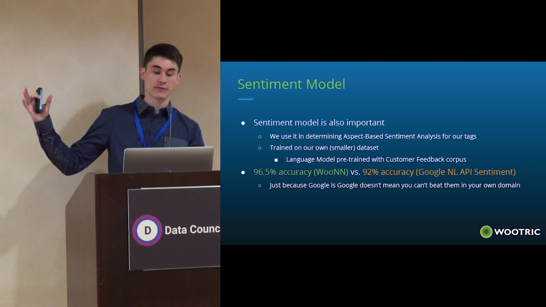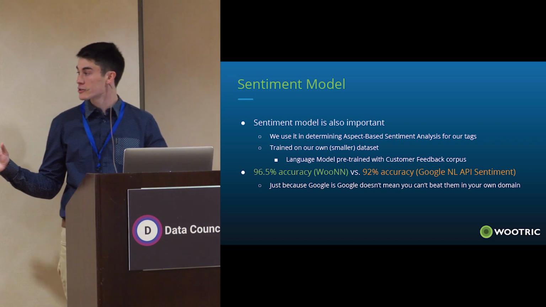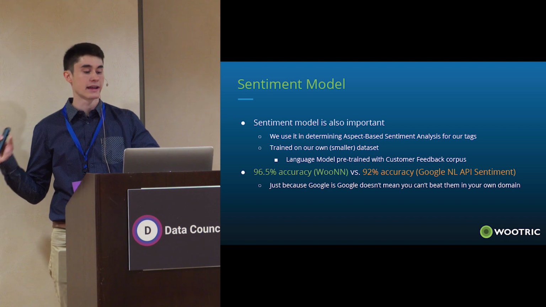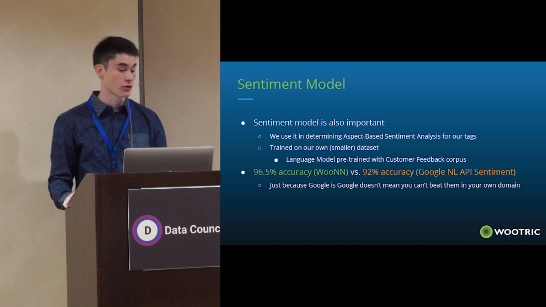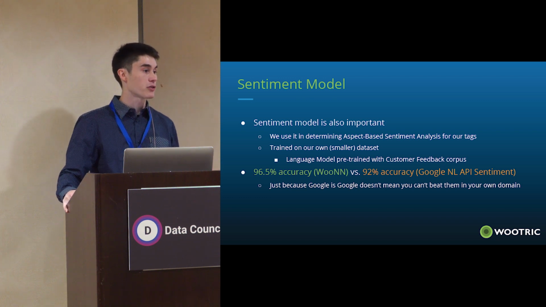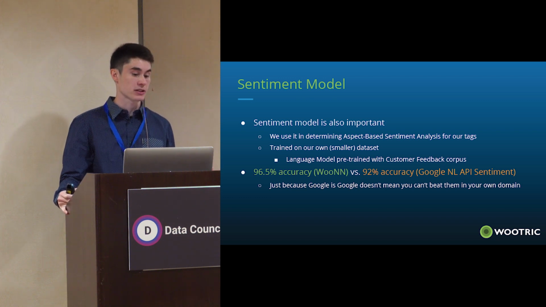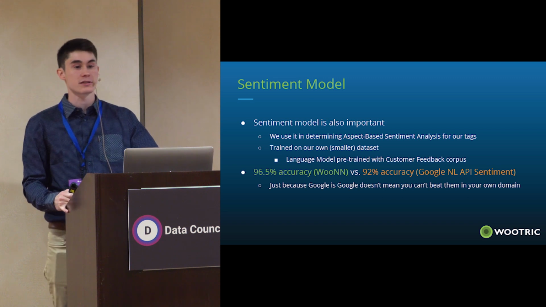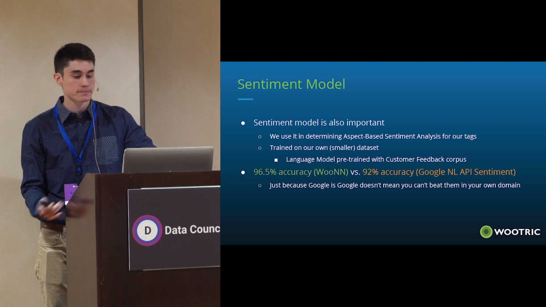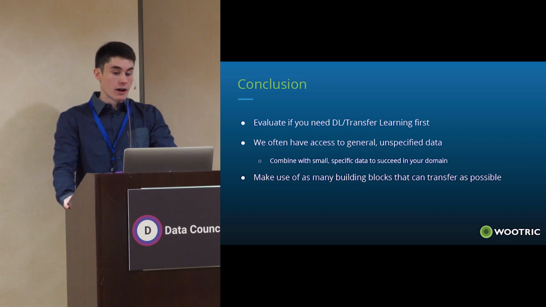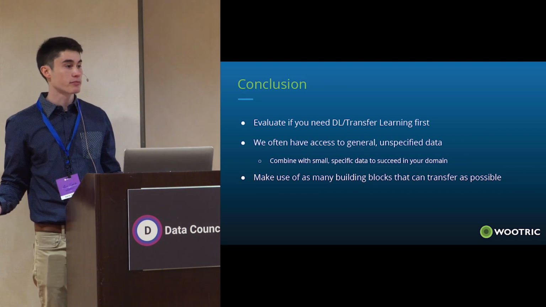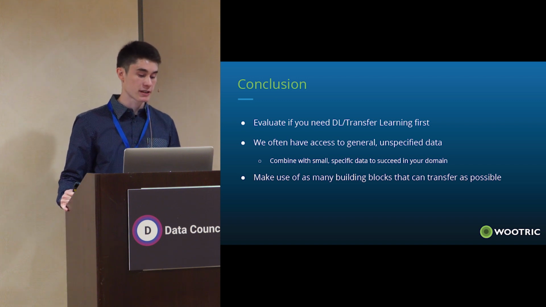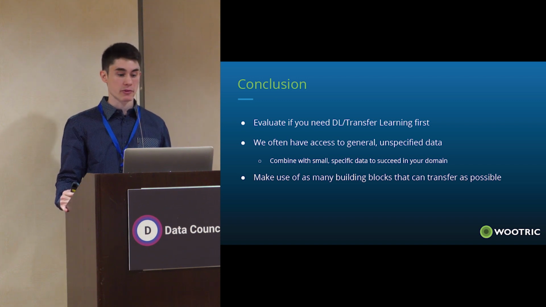And we actually achieved 96.5% accuracy across our test set in comparison to 92% accuracy for Google, which also felt great and goes to show that using transfer learning especially, just because Google is Google doesn't mean you can't beat them in your own domain. So those were the main improvements that we made over our models and the main benchmarks that we reached.